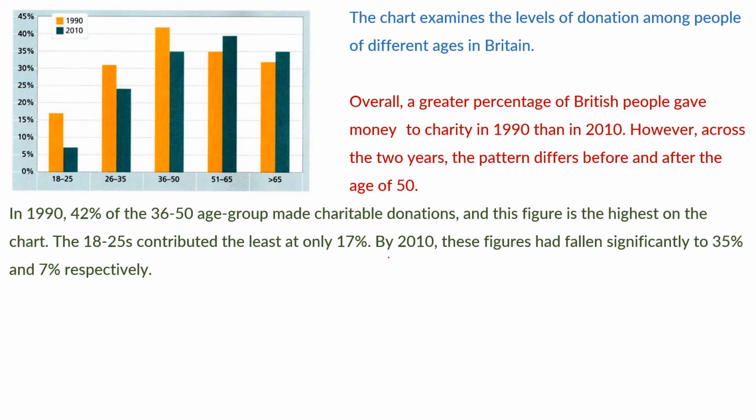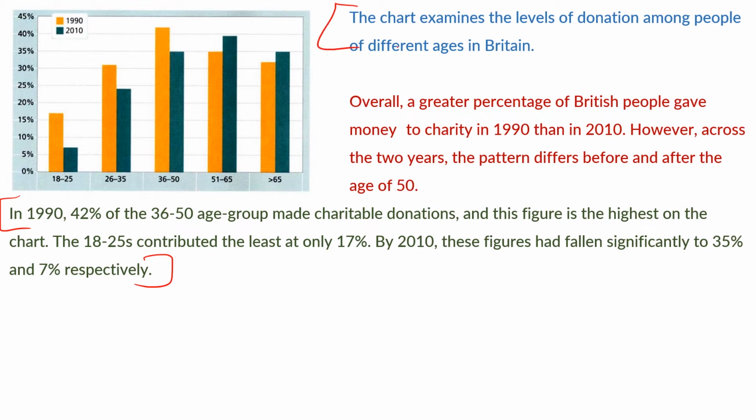Okay. By 2010, these figures had fallen significantly to 35% and 7% respectively. Now, where is this information? 2010 means green, and they mentioned that these figures have gone down, to 35% and 7%. Now, this paragraph was about what is the highest and what is the lowest. So you're seeing a pattern, right? You're figuring out a pattern.